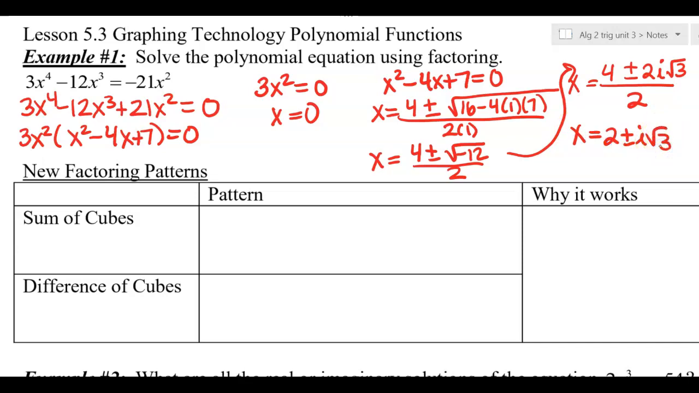Okay? Because it didn't specify for real answers, I would include all the answers here. So I have 0 as well as these complex solutions. If you were graphing this, how many times would your graph show it hitting the x-axis? 1. Okay? Just at 0. Though we have these other solutions that are complex, those are not real numbers, so they wouldn't be seen on the x-axis of the graph. Okay?